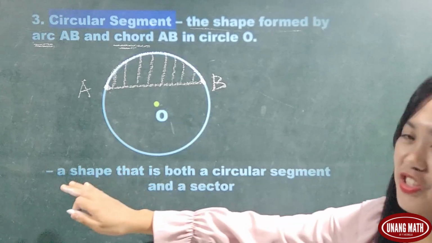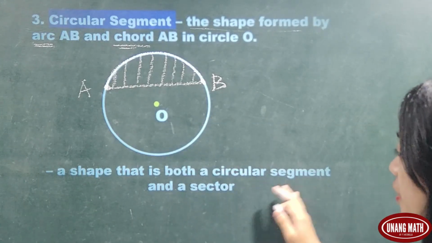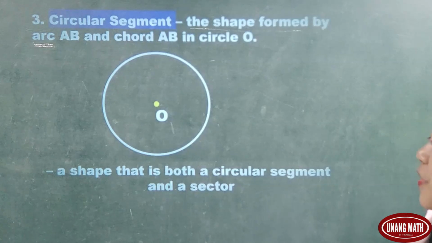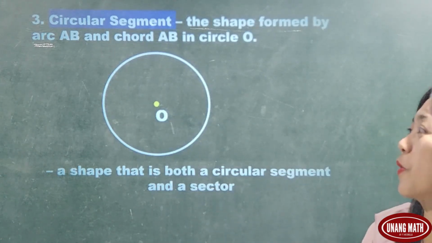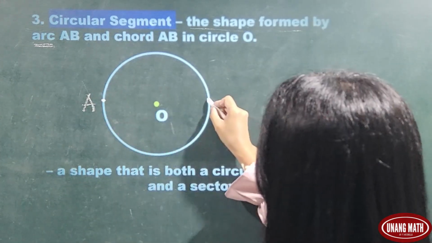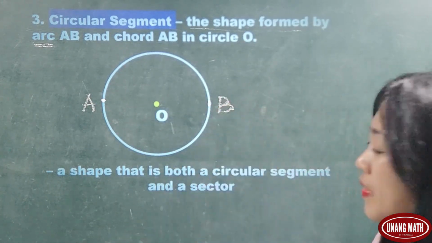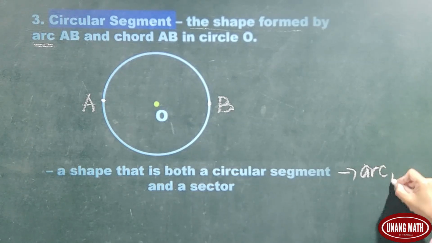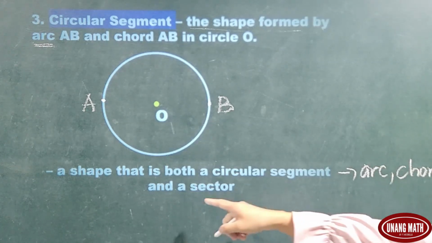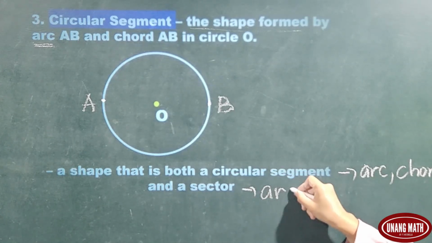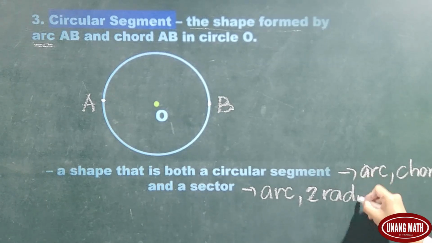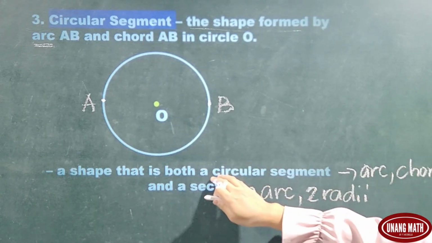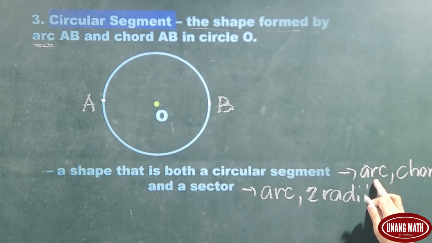Now, there is a shape that is both a circular segment and a sector. Let's draw this shape. Let's say this is point A, this is point B. If it's a circular segment, there should be an arc and a chord. If it's a sector, there should be an arc and two radii. In this example, to draw the circular segment, we have to draw the arc.